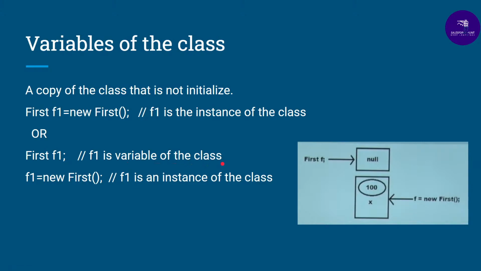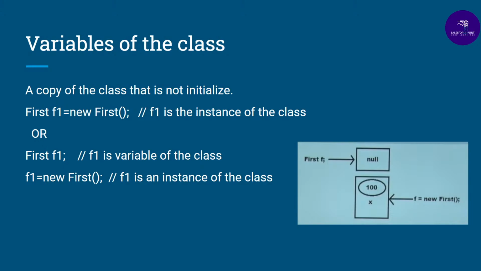And after that you can see here f1 equal to new first, that is called f1 is an instance of this class. So you can write it this way or you can write it this way, both are the same, but the meanings are different. Always remember, you can define this variable like this. You can initialize and declare in the same line, or you can write first f1, then f1 equal to new first. So you can declare it like this.